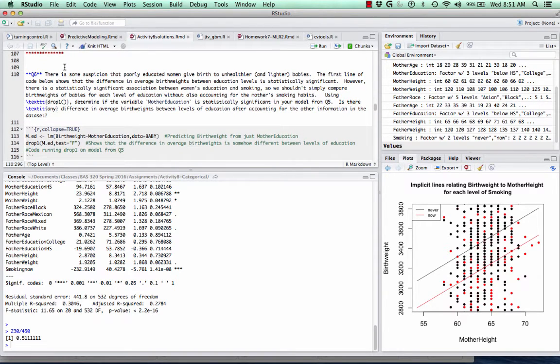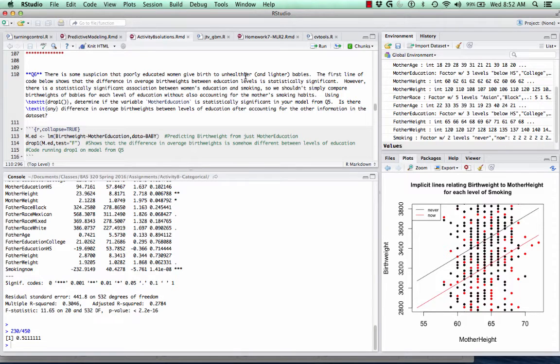All right, question 6 now asks us to do a further investigation. There's some suspicion that poorly educated women give birth to unhealthier and lighter babies. Poorly educated women don't necessarily have the tools and wherewithal to have the correct diet and do all the right things you're supposed to do when pregnant. And so, all right, let's investigate this.